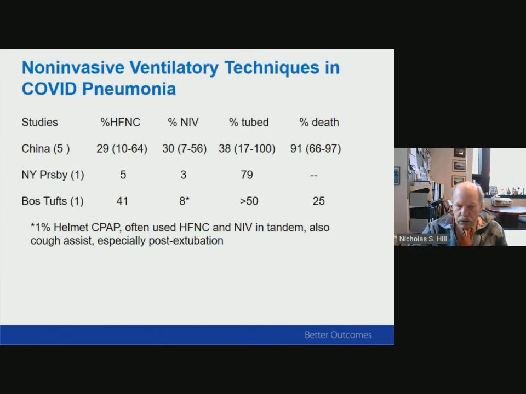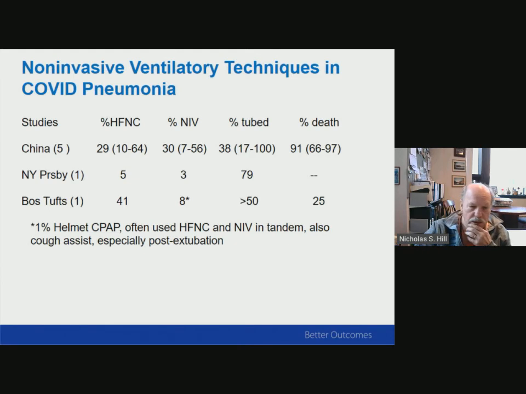But intubation was the default mode, and the failure rate of these non-invasive techniques ranged broadly from 70% right up to 100%. And the death rates were quite high, averaging about 91% among patients who got intubated, up to 97%.